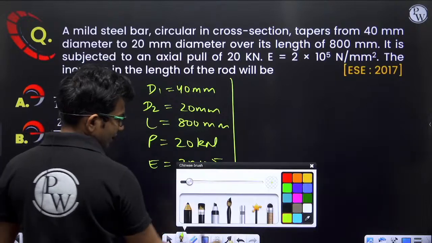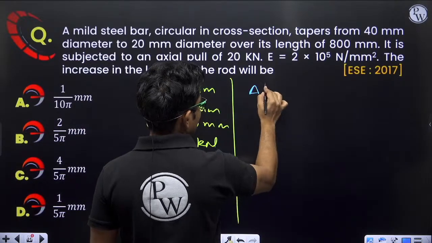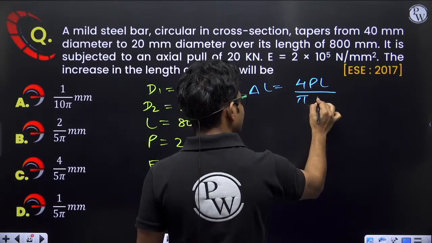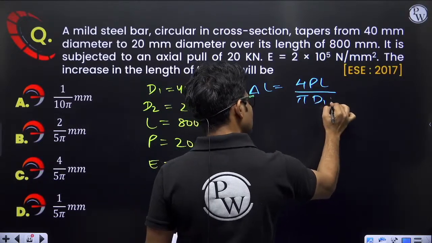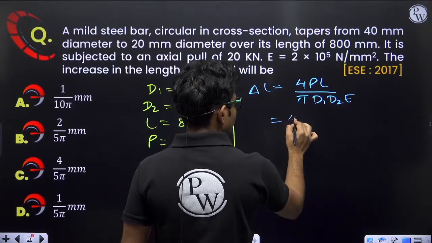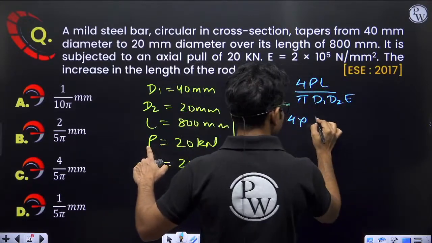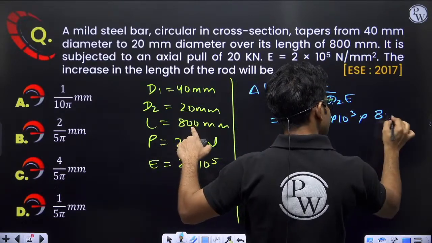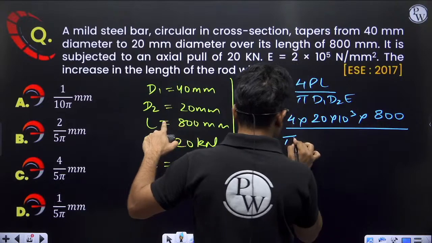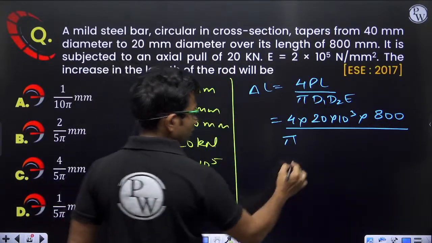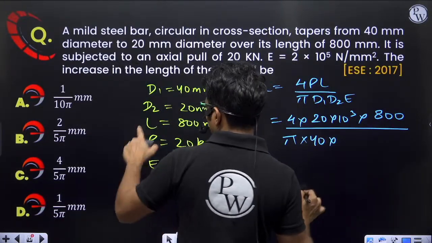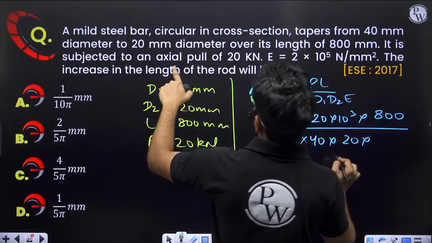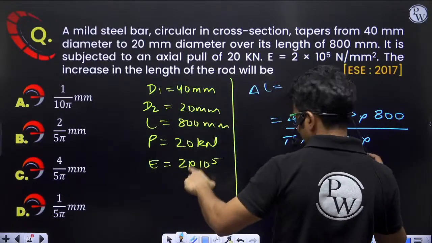So delta L, the change in length, will be equal to 4PL upon pi D1 D2 E. What is the value of P? 20 kilonewton, so 20 into 10 to the power 3, length 800 mm, divided by pi D1. What is the value of D1? 40. D2 is 20. What is the value of Young's modulus? 2 into 10 to the power 5.